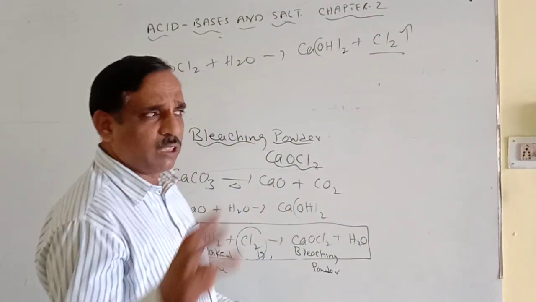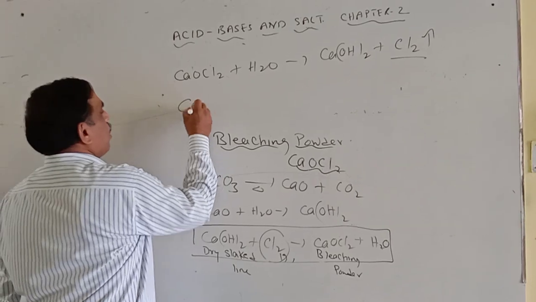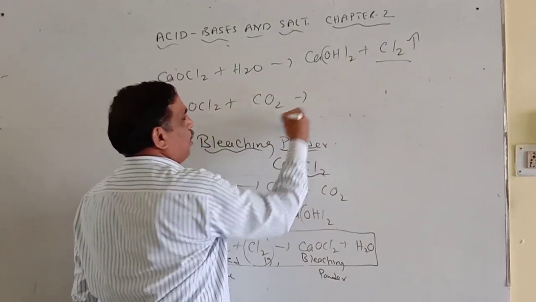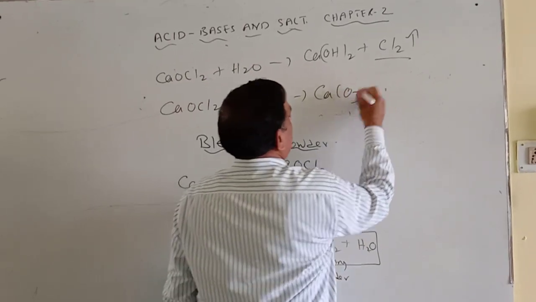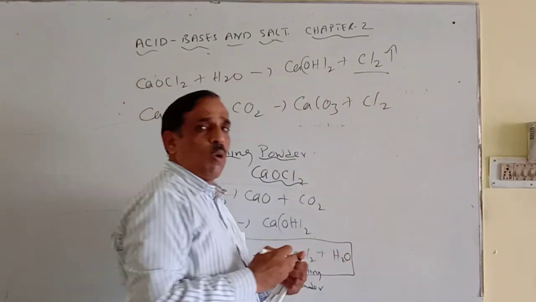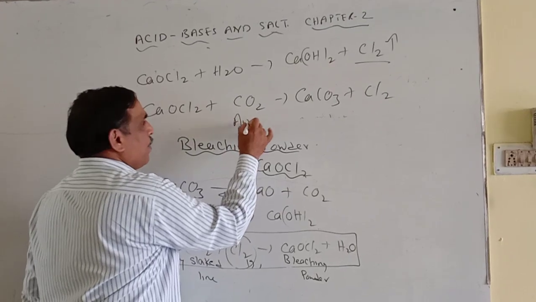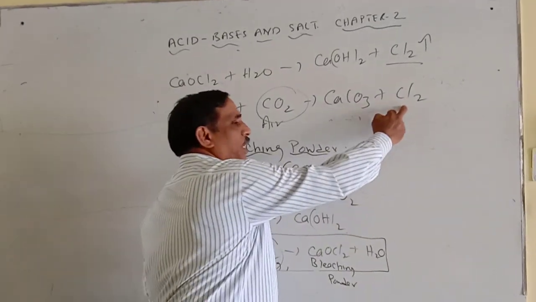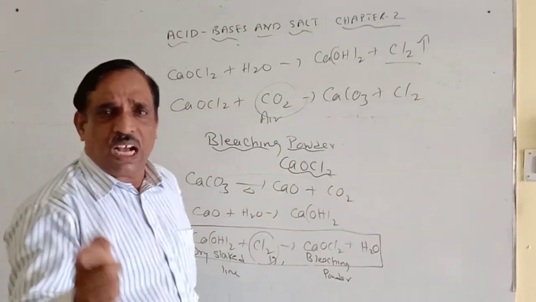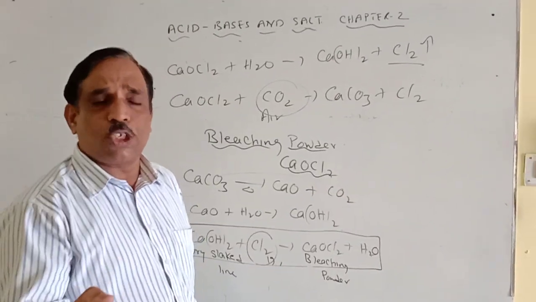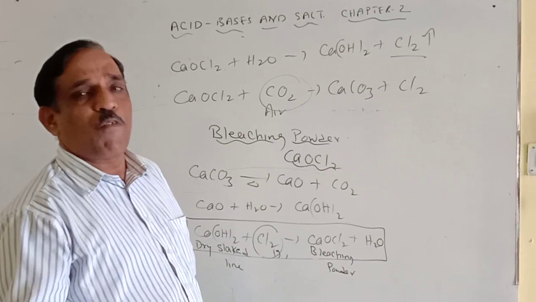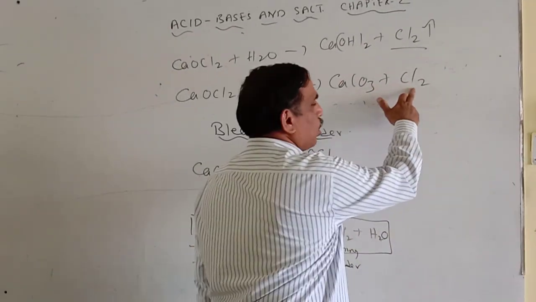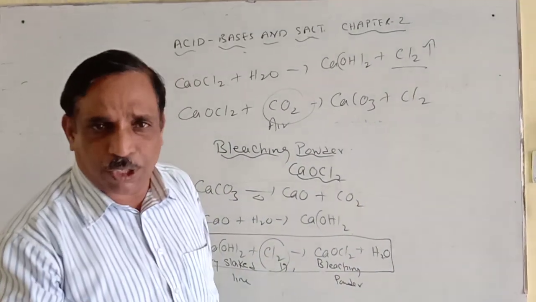One answer for all these three questions: bleaching powder, calcium oxychloride, when exposed to air, reacts with carbon dioxide forming CaCO3 and releasing chlorine gas. So when exposed to air, it combines with carbon dioxide present in the air and forms chlorine gas. One answer for three questions. Why should it be stored in an airtight container? If you don't, it reacts with carbon dioxide, loses chlorine and becomes ineffective.